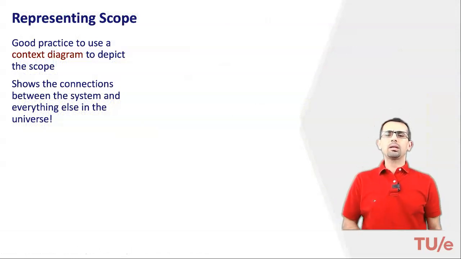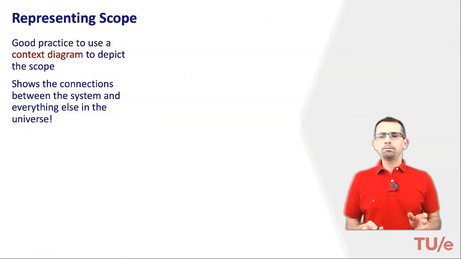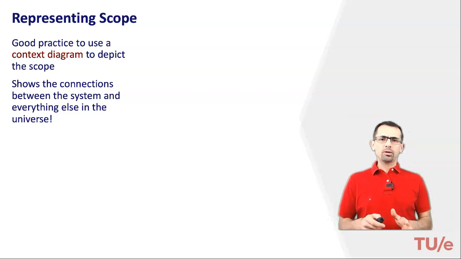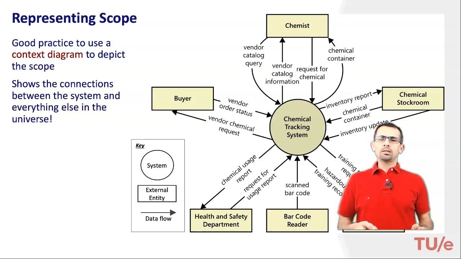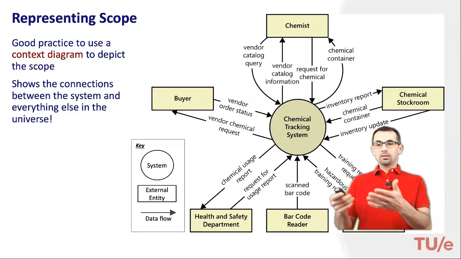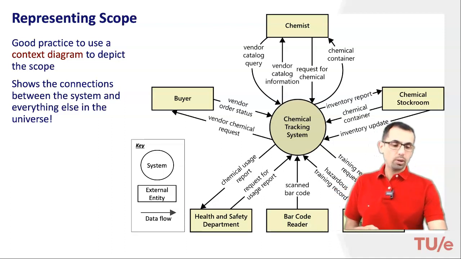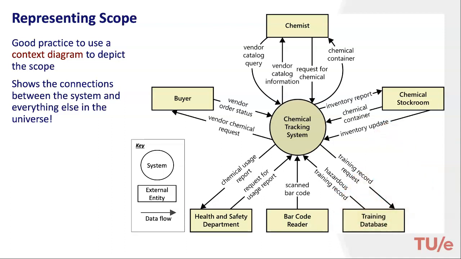Scope. How would you represent the scope? A good practice for representing a scope is in fact using a context diagram. This follows the same example from the previous one. What you see here, this diagram shows the connections between your system that you would like to build in the future, and basically everything else in the universe, if you like.